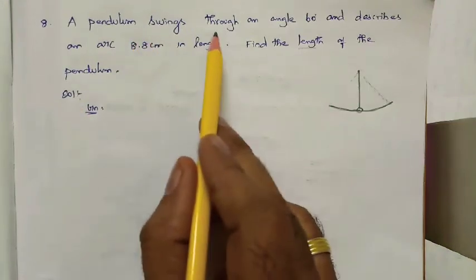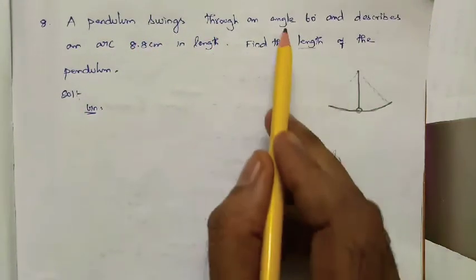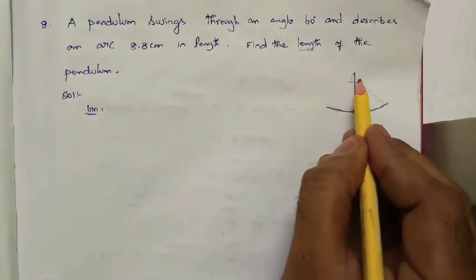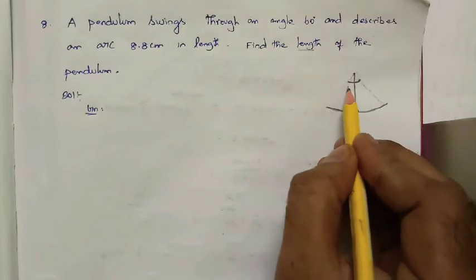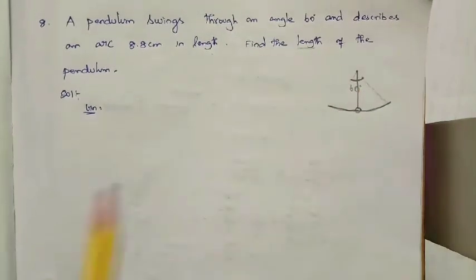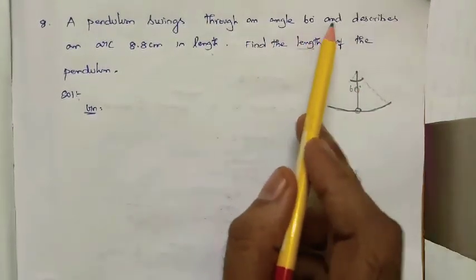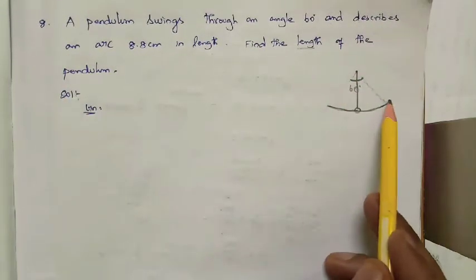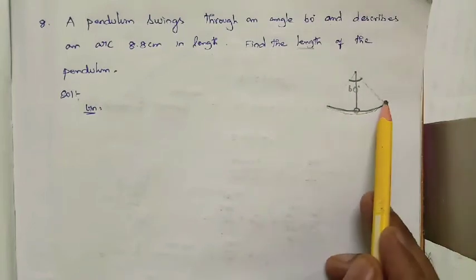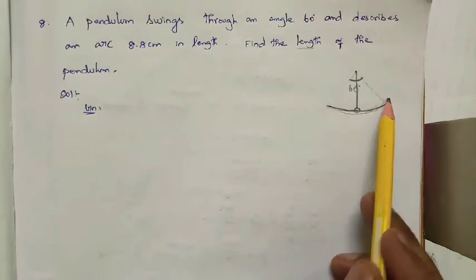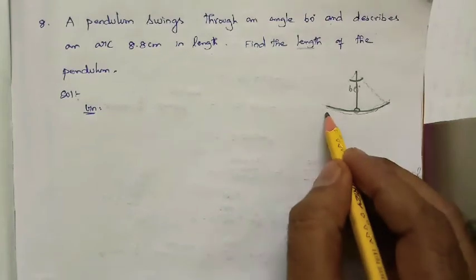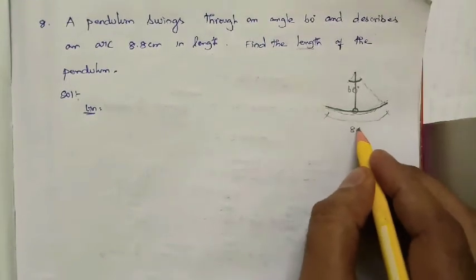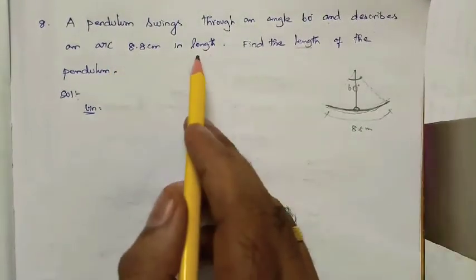A pendulum swings through an angle. Up to how much angle does it swing? It swings 60 degrees, right? It forms a 60 degree angle. Up to 60 degrees it is swinging, and it describes an arc, and this is nothing but an arc, of length 8.8 centimeters. So the length of the arc is nothing but 8.8 centimeters.